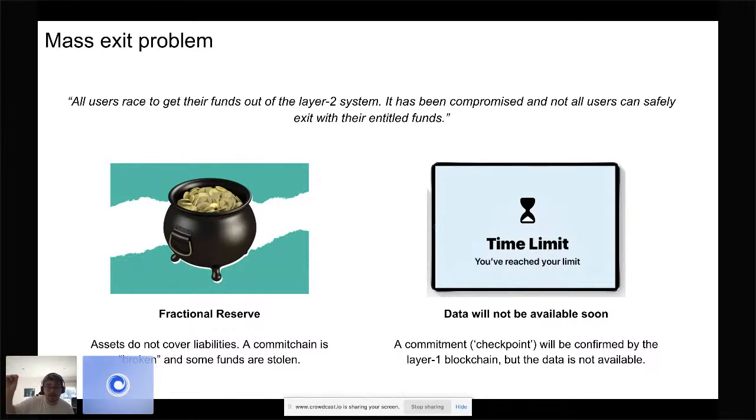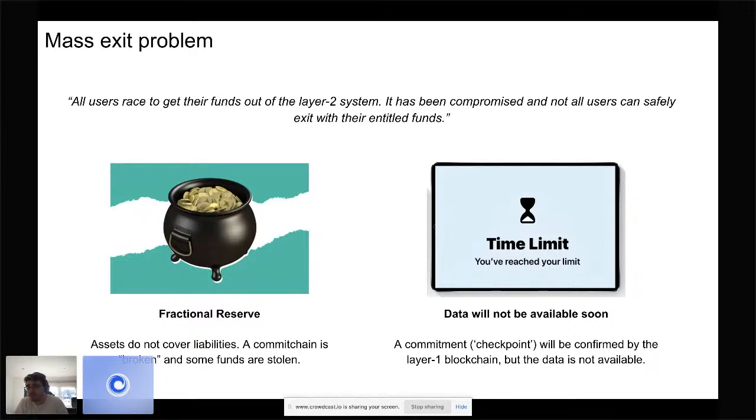Because if you're the last user to get out of the layer 2 system, and you've got those 2 coins, well, you'll perform a withdrawal transaction, but the layer 1 blockchain will no longer have those funds. If it doesn't have the funds, then you lost your money. So that's not a great scenario. So one's a fractional reserve. This could happen because of a bug, a fraud proof isn't processed, etc., etc.